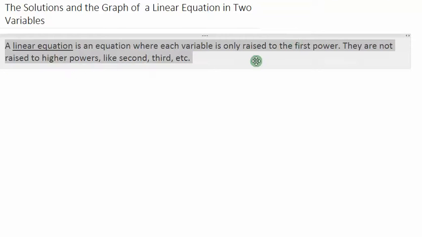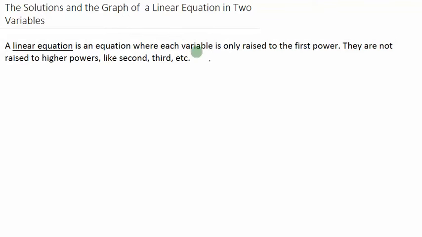You can have as many variables as you want, but only to the first power. And when you raise a variable to the first power, you don't really see the exponent. So let's see some examples here. 2x plus 3 equals 4z minus 9. This is linear because x is to the first power and z is to the first power. You don't write the ones because you don't need to, but they are to the first power.